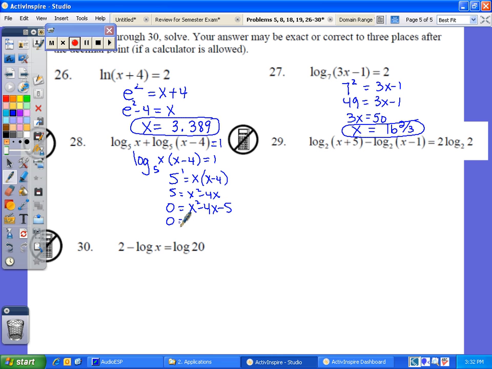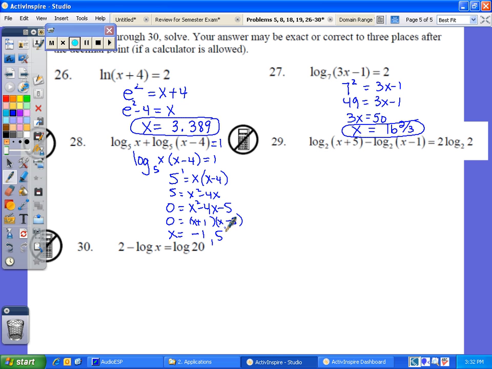And I can solve it by factoring. And I would get a negative 5 and a positive 1. Then I have, for my final solution, x equals negative 1 and x equals 5.